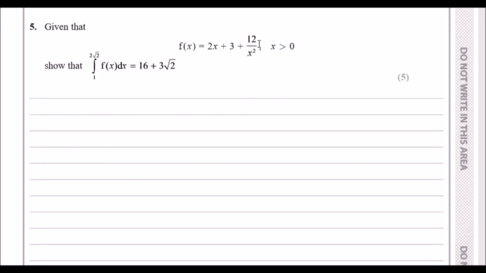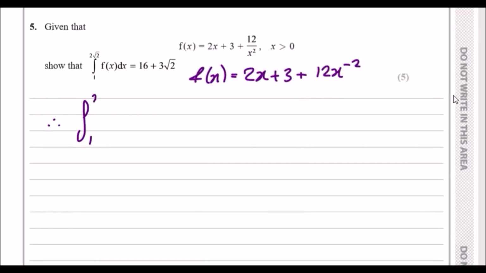So first things first, let's change 12 over x squared into something standard. The function is now 2x plus 3, and if we move x squared to the baseline, we can call it 12x to the negative 2, because when you raise it up, you just switch the power to a negative sign. Now, let's just integrate this function from 1 to 2 root 2, plugging this in.